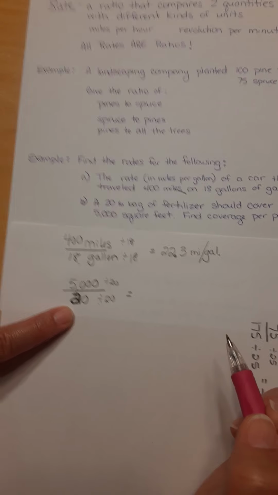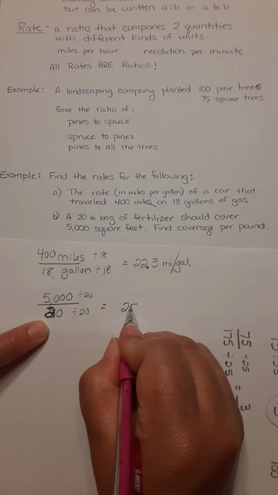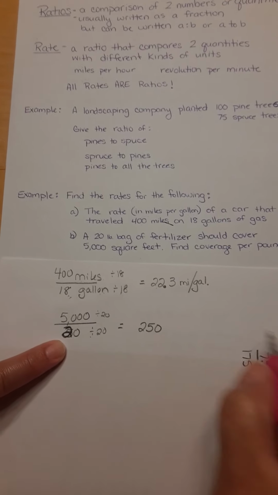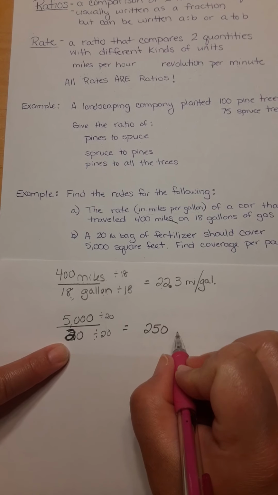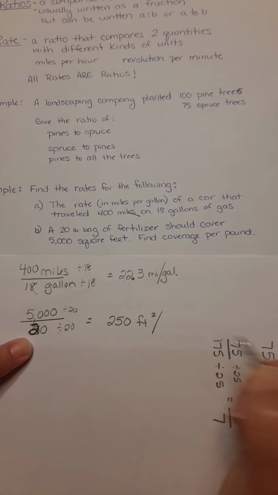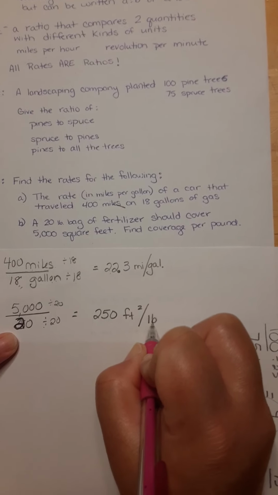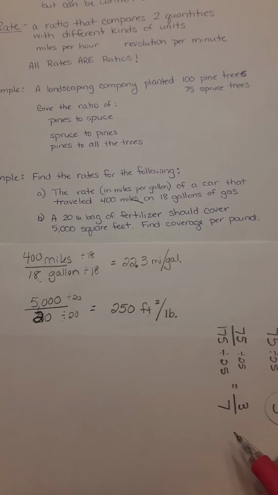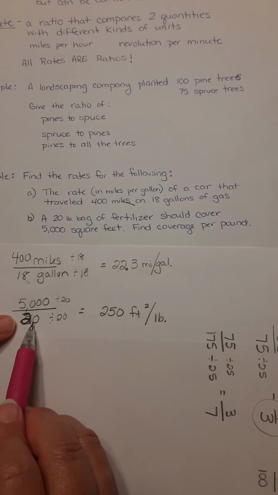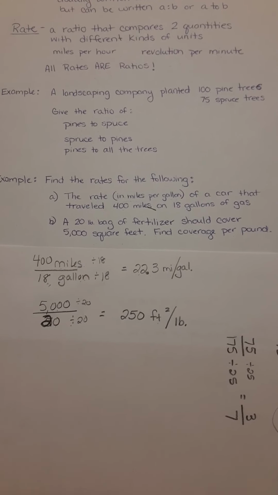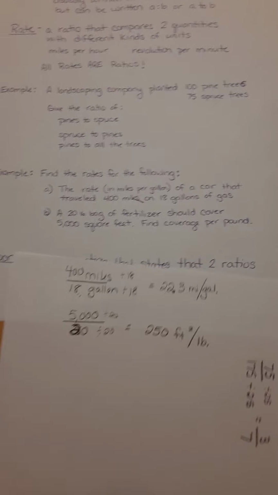and I end up getting 250. Okay, and then I need to use my symbols to tell the reader what I have. And so for 1 pound, I end up with 250 square feet covered. Okay, so we had to find how much by dividing the top by the bottom. It gives us 1 unit, and that is what we call a unit rate. Okay, so that's a review of our rates and ratios.